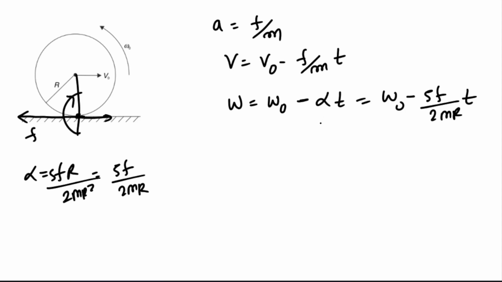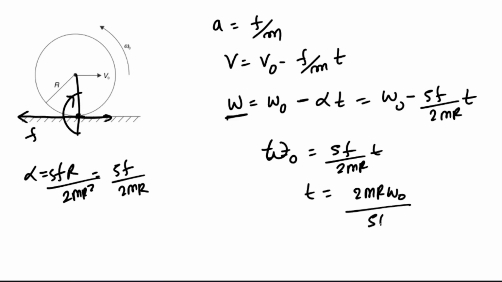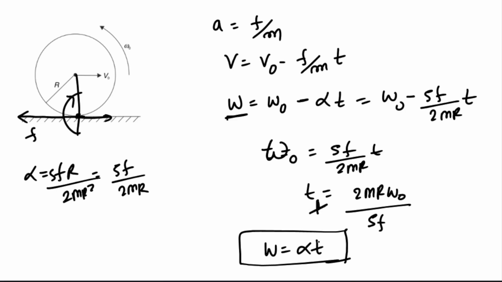Now what you can talk about this one. Now look what will happen here: first of all, omega will become zero at some time, done. And after that, at what time will it become zero? It will become zero when omega naught equals 5f by 2 m r t. So t will be equal to 2 m r omega naught by 5f. After this time, what can you say about omega? Omega will be equal to alpha t, right? After this time, done it. So let's say this is t1. So after t1 time, omega can be written as this one. So it will start gaining angular velocity in this sense. And then after a certain time after t1, it will start rolling.